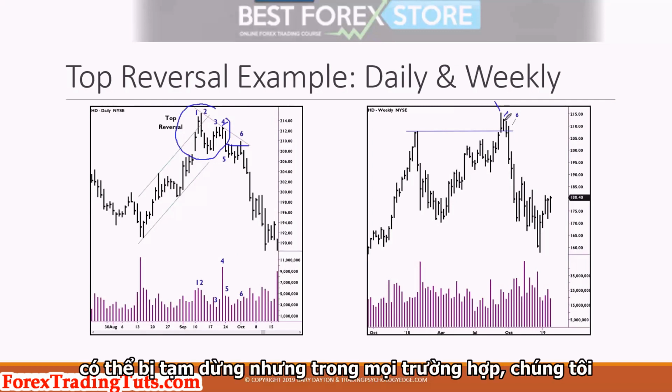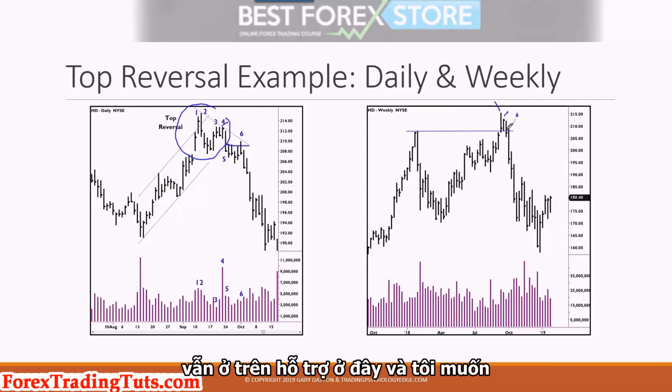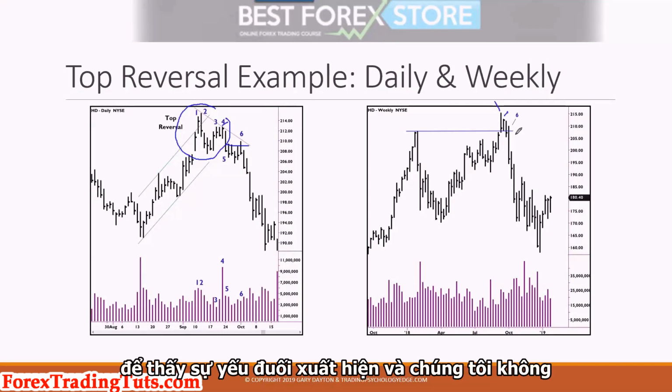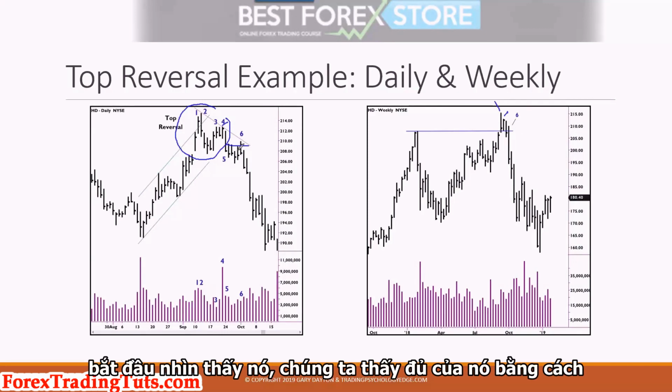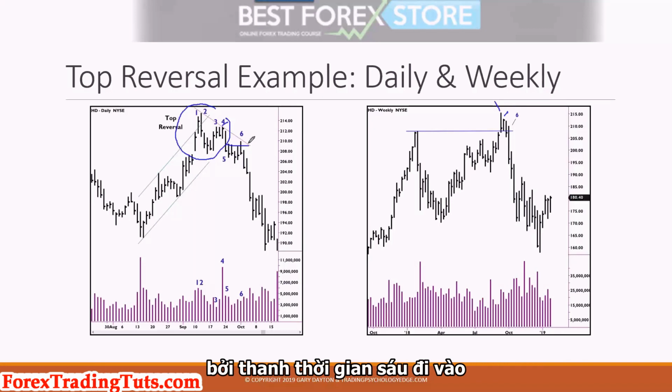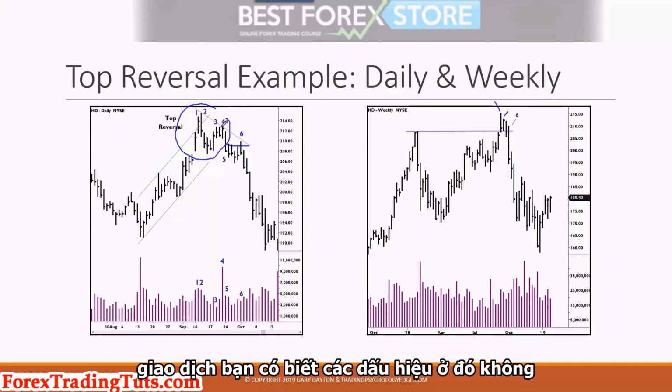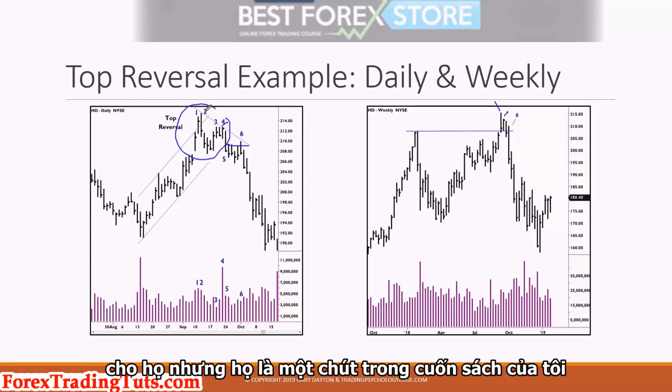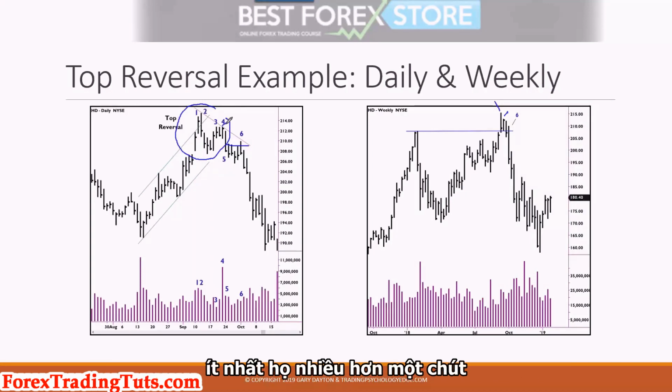But in any event, we're still up above support here, and I want to see weakness come in, and we don't start seeing it. We see enough of it by the time bar 6 comes in. The other trades are, you know, the signs are there for them, but in my book at least, they're a little more aggressive. So I would say that the play here is right here.